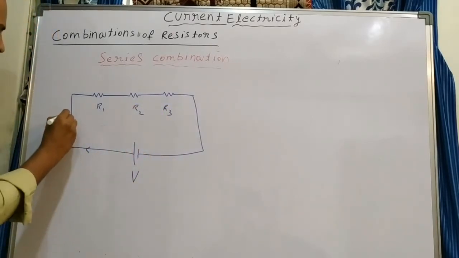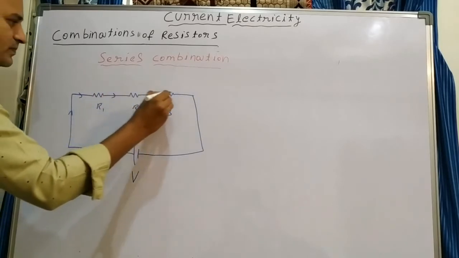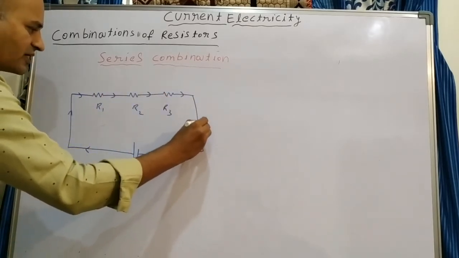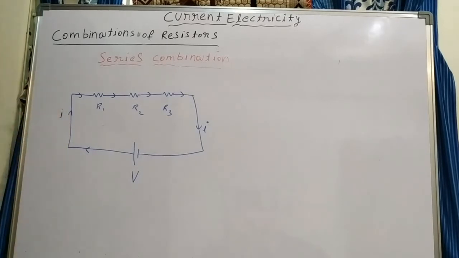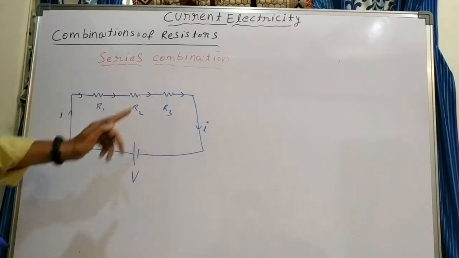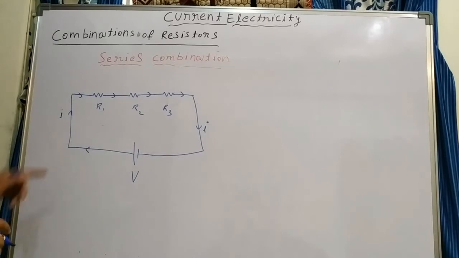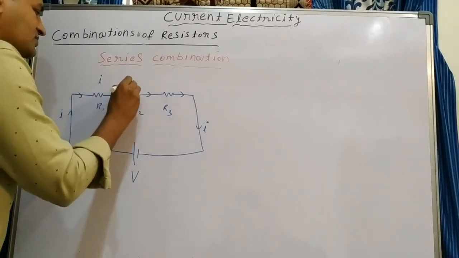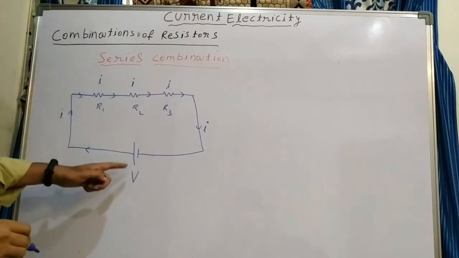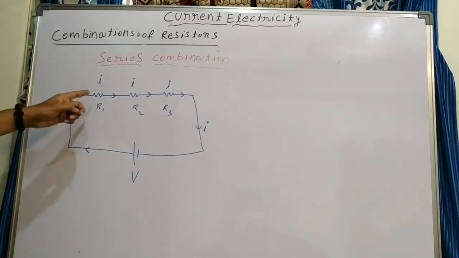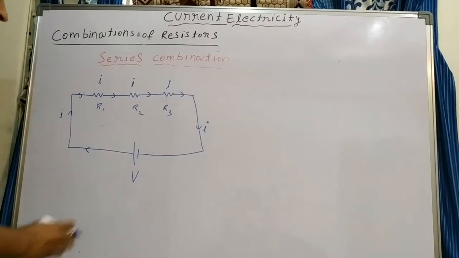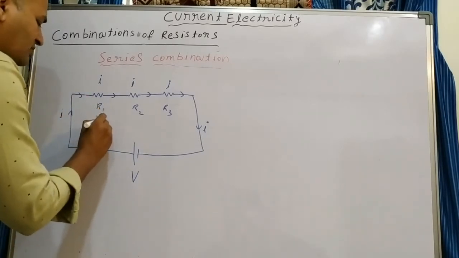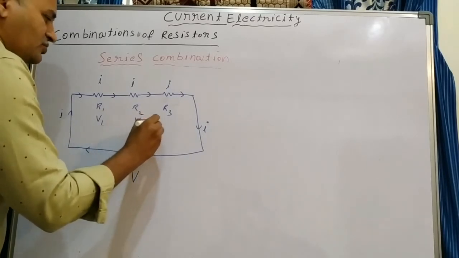Some current is flowing through the circuit. You take it as current I is flowing. So here only one loop is there, so only one branch. In a given branch, if all the three resistors are connected in series, then current is the same in all the cases. Through the cell, current flowing is I, and through R1, R2, R3 also current flowing is I only. And this potential will be divided into three parts across the first resistor V1, here V2, V3.